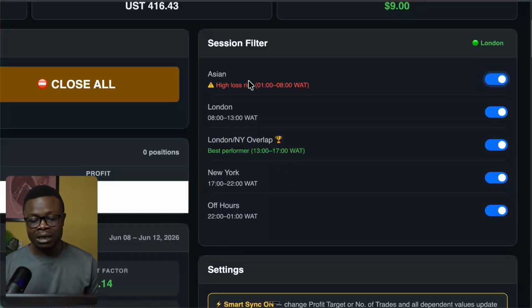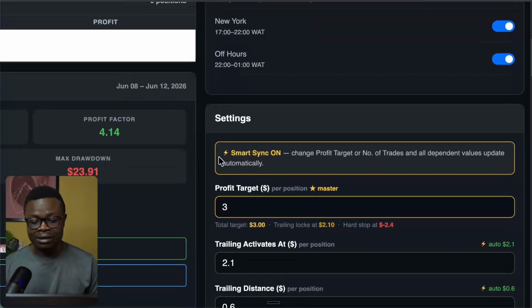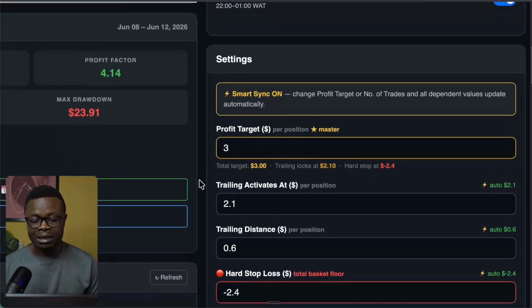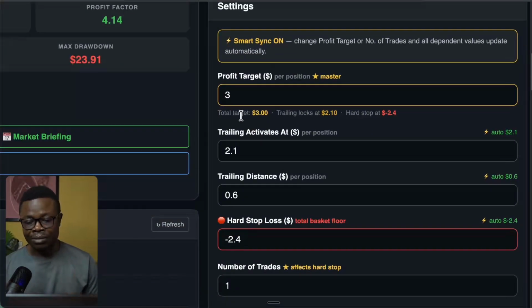Since the Asian session is always giving me losses and all of that, I wanted to have the ability to say I want to trade during this session and I don't want to take trades during that session, whether I'm on my laptop or not, whether I'm there or not. Then these are some of the settings I've adjusted. This is far different from what we had initially, if you have seen my previous video on that.